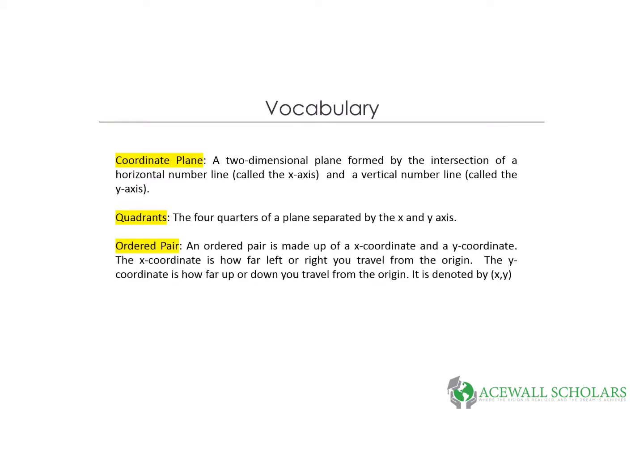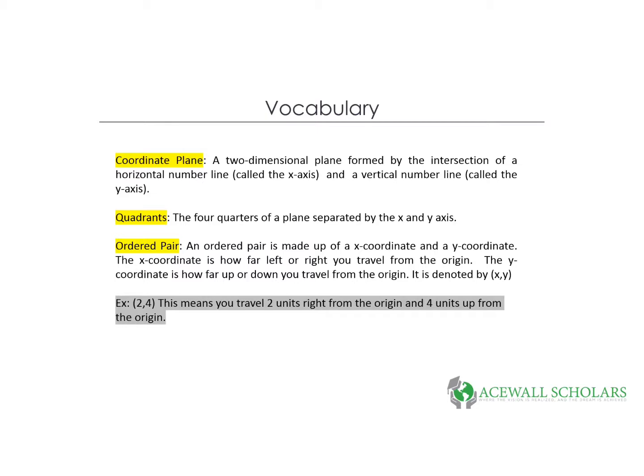Ordered pair. An ordered pair is made up of an x-coordinate and a y-coordinate. The x-coordinate shows how far left or right you travel from the origin, and the y-coordinate shows how far up or down you travel from the origin, and it is denoted by (x, y). So an example of this would be (2, 4). This means you would travel 2 units to the right from the origin and 4 units up from the origin.